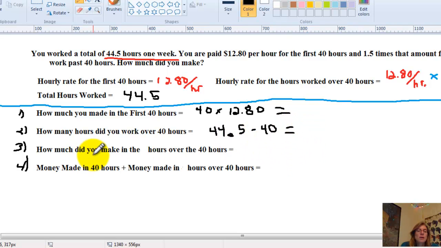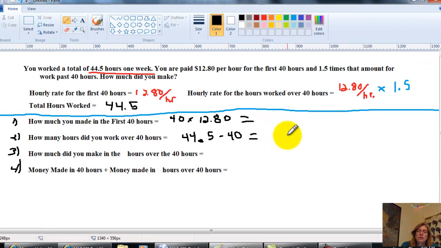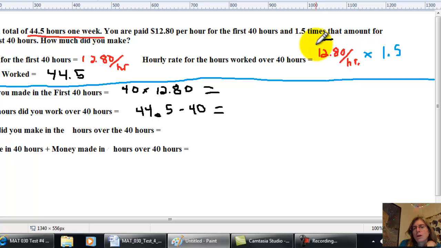And then, how much did you make in the hours over the 40 hours? So that will be this answer here times our new rate. So we have a lot of math to do before we can even do step 3. Let's calculate the rate over here. And this is tough. This is not a lot of room, and I'm working on this part.